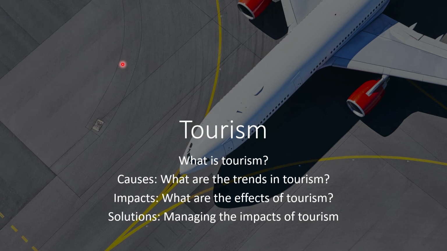We're going to start off with a brief introductory lesson on what is tourism. But then we're going to move into a series of case studies. Each case study will deal with the causes of recent trends in tourism. What that means is what has caused the recent changes to take place in the tourism industry. We'll then deal with the impacts of those changes. How have they affected people and the environment? And they'll then deal with the solutions to those changes. And what that means is how we manage those impacts into the future.